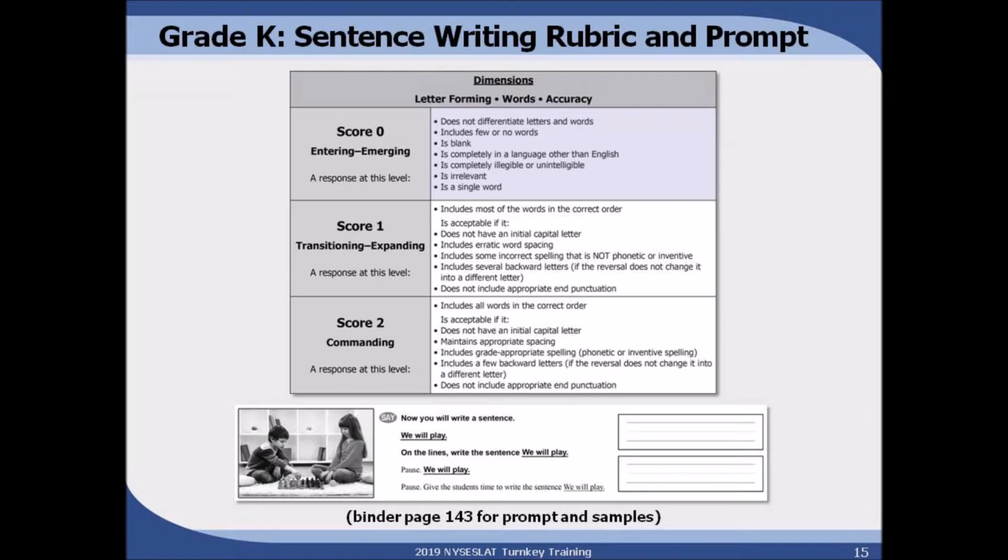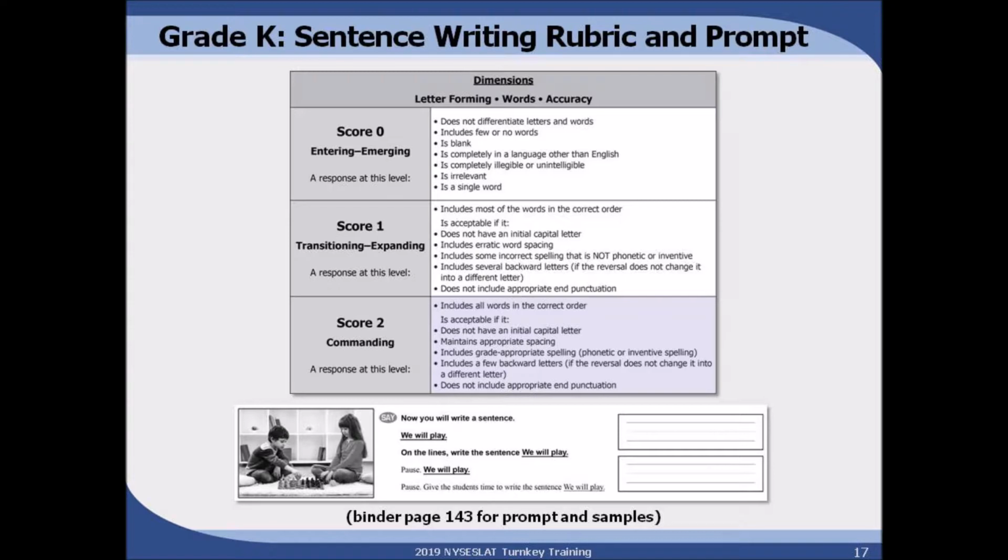A response will get a score of 1 if it includes most of the words in the correct order. It is acceptable if it does not have an initial capital letter, includes erratic word spacing, includes some incorrect spelling that is not phonetic or inventive, includes several backward letters if the reversal does not change it into a different letter, or does not include appropriate end punctuation. A response is eligible for a score of 2 if it includes all words in the correct order.